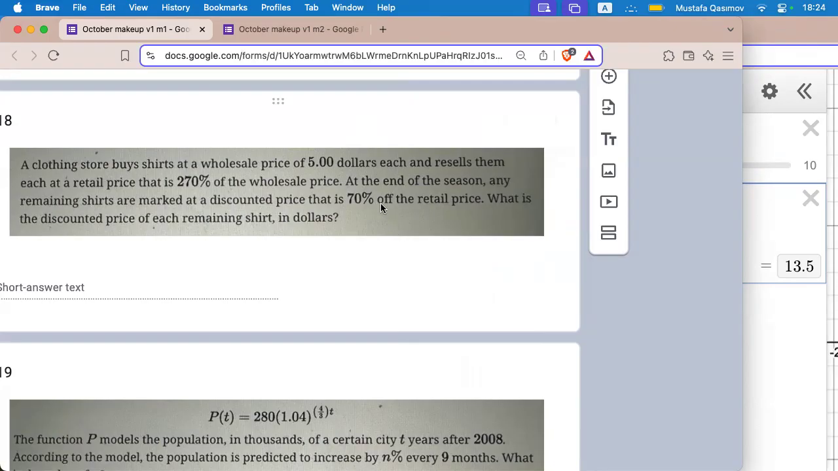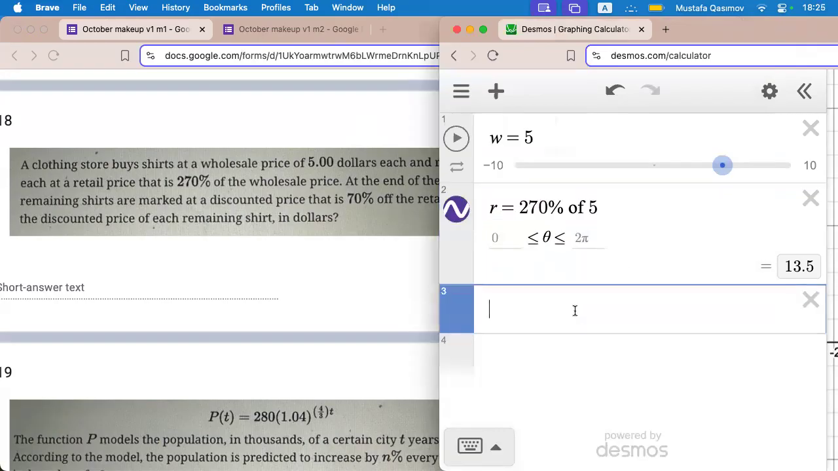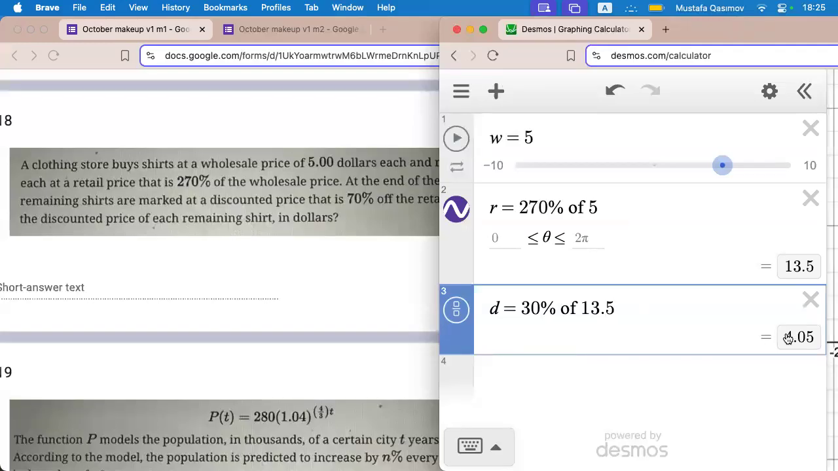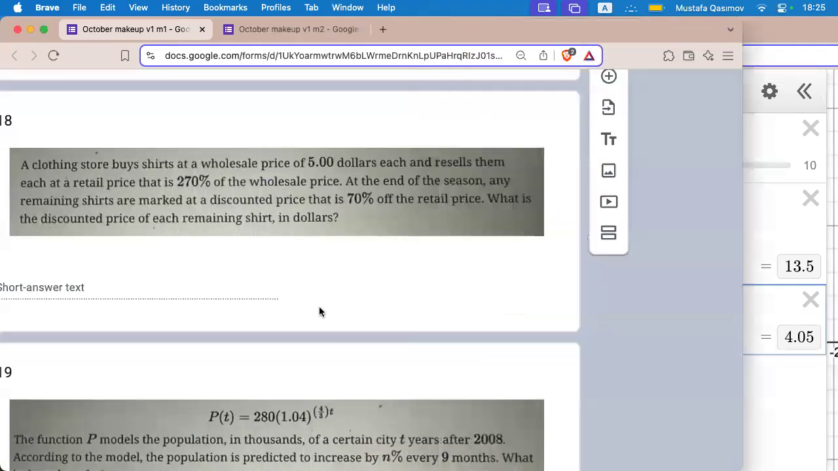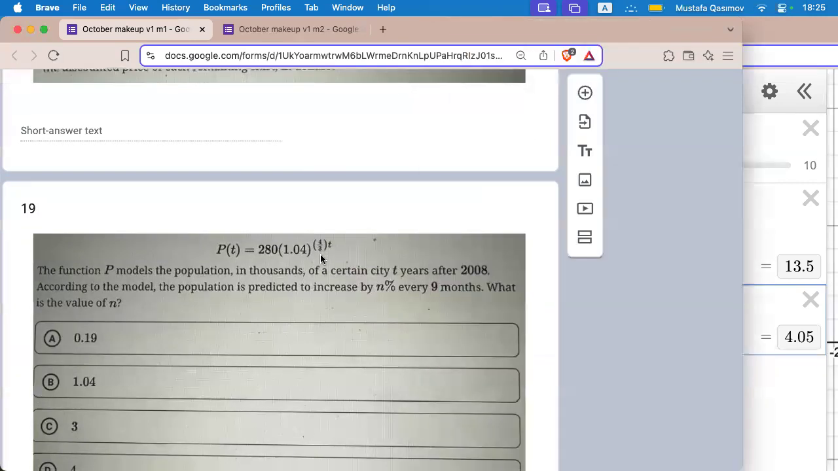When it is with double F, it means that it's decreasing, reduction. Then you have to write discounted price D is equal to 30% of 13.5. And the answer will be 4.05. Okay, let's continue. 19.